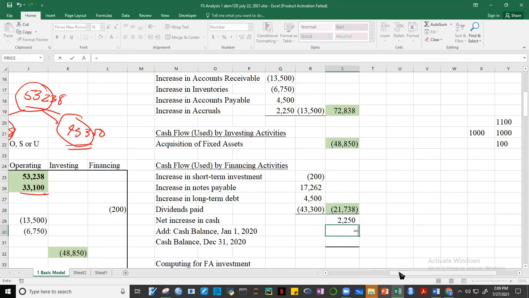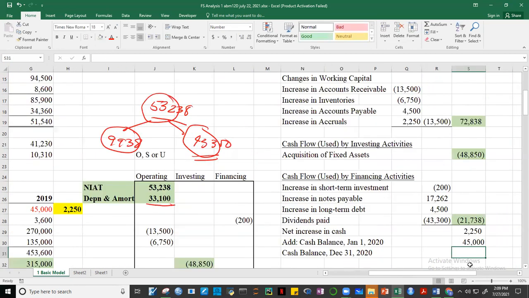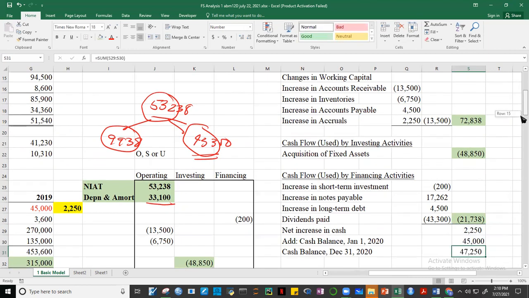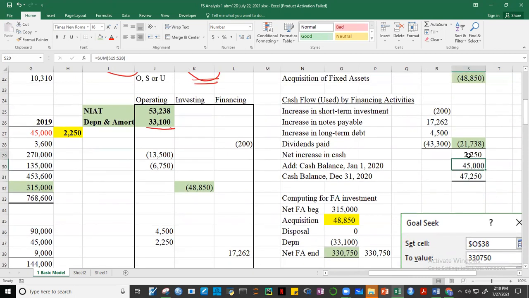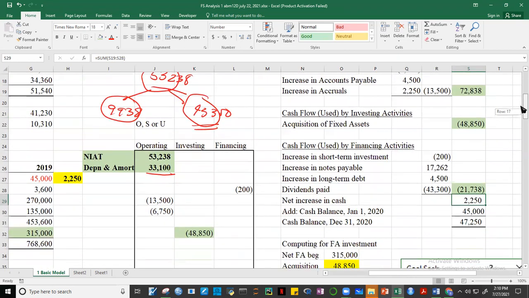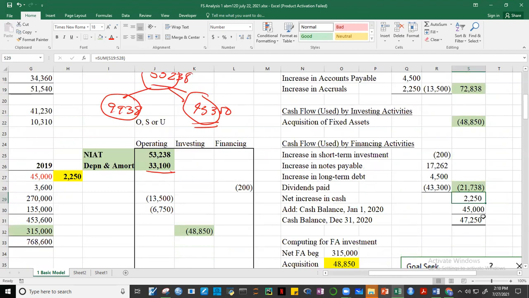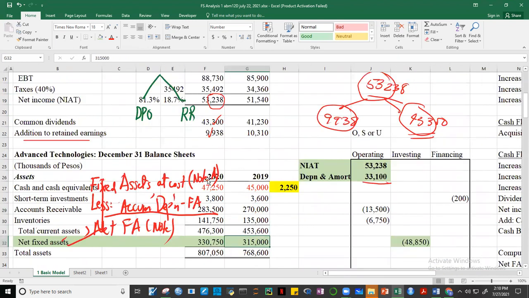And then we can now add the beginning. The beginning cash is 45,000. Okay. And the ending will be equal to the sum of this. Okay. So we were able to show guys yung net increase in cash. Ito yun. As provided by operating, investing, and financing. And then, nakita natin na alam naman natin ang balance, ang beginning 45. Pag inadd natin yung net increase, then of course, we'll get this one, 47,250, which is correct. No? It agrees with our cash balances.